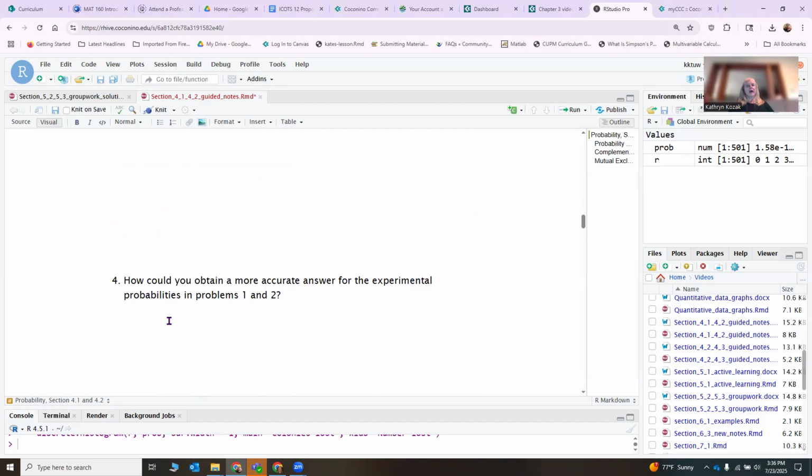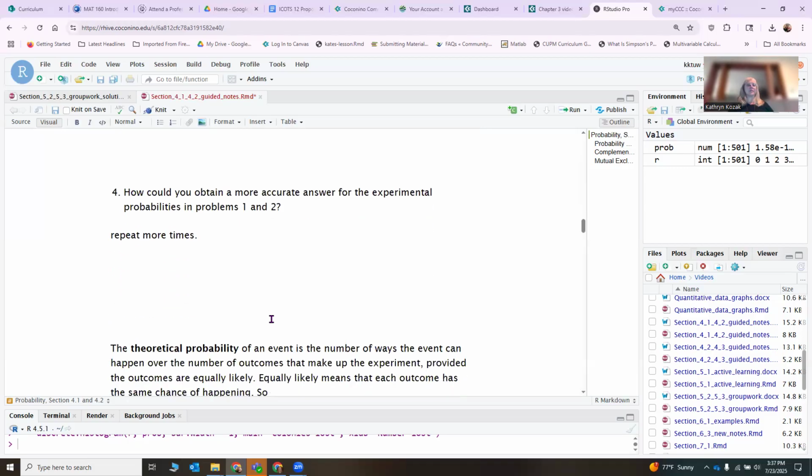All right. So how could we make this more accurate? I want you to think about that for a moment. What do you think we can do to make this more accurate? I would say the way to make this more accurate is to repeat more often. 10 times was not enough. So I need to increase that sample size, the number of repeated times.